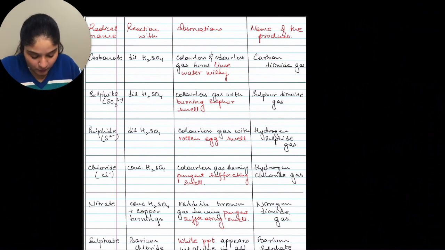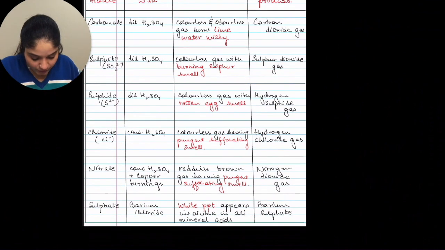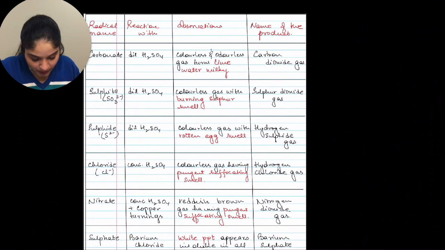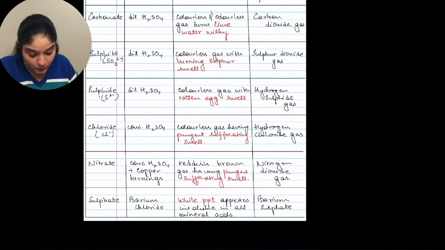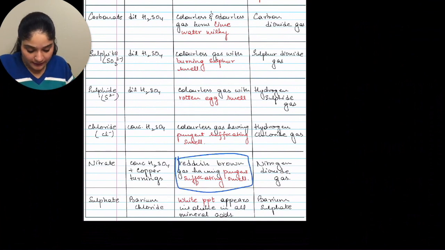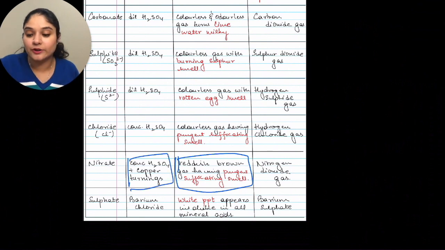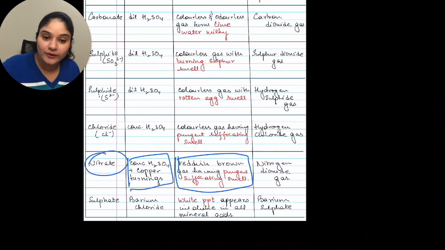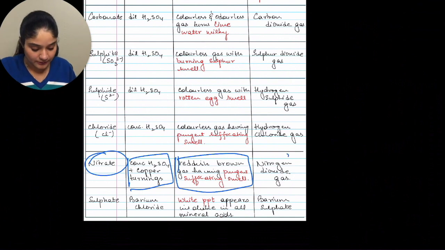So we'll talk about the reddish brown gas. Which one is the reddish brown gas? Okay, you do not have that one here. You have it right here. So a reddish brown gas with concentrated sulfuric acid and copper turnings. So what is your compound X? Your compound X is nitrate. And what is the gas evolved? That is nitrogen dioxide gas.